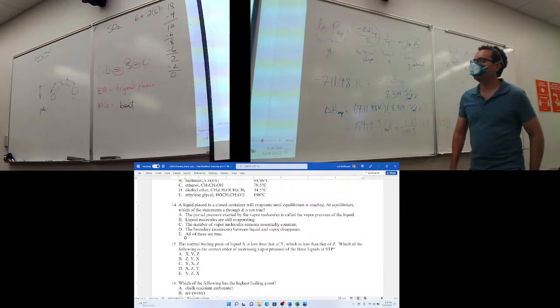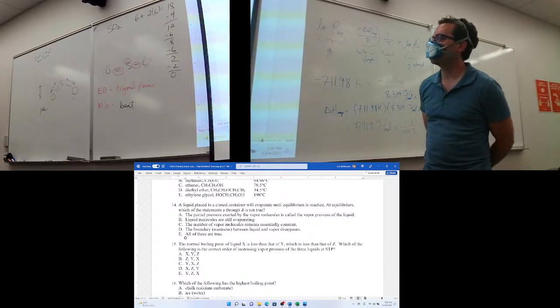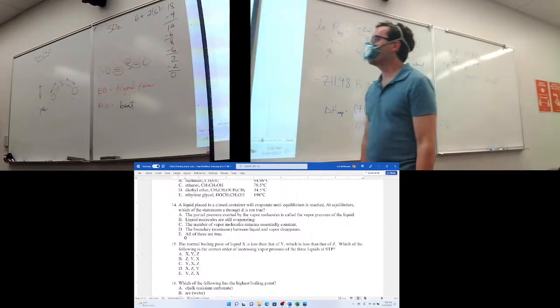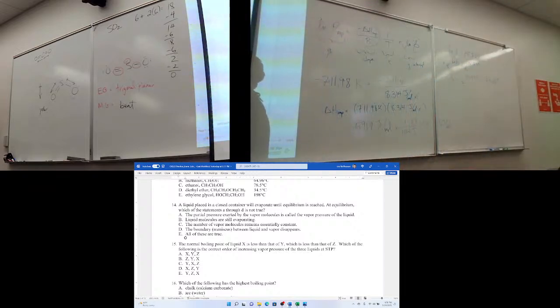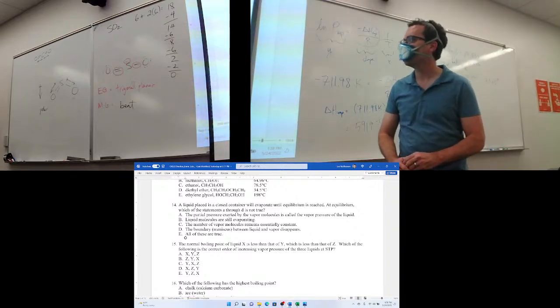The normal boiling point of liquid X is less than that of Y, which is less than that of Z. Which of the following is the correct order of increasing vapor pressure of the three liquids? It's the same idea. Z has the highest IMFs, X has the weakest IMFs. So Z, with the highest IMFs, is going to have the smallest vapor pressure. So it's B: Z, then Y, then X. Z has the lowest vapor pressure, X has the highest.